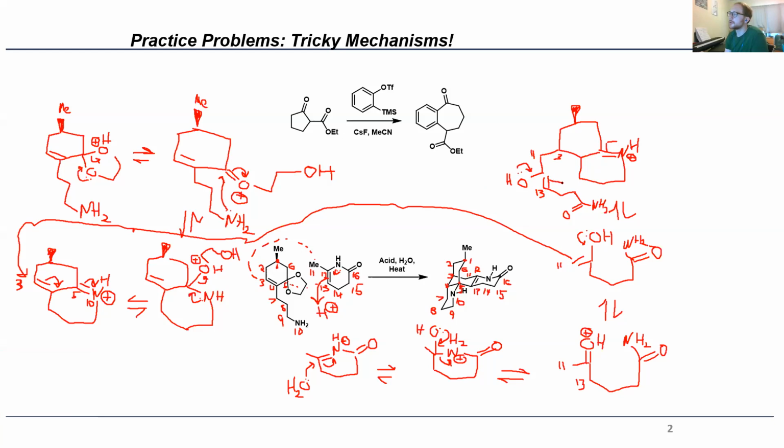So now we can attack carbon 5. And that gets us to essentially the core of this molecule minus this last ring. And so we can draw this flat, and then we'll draw in 2D.